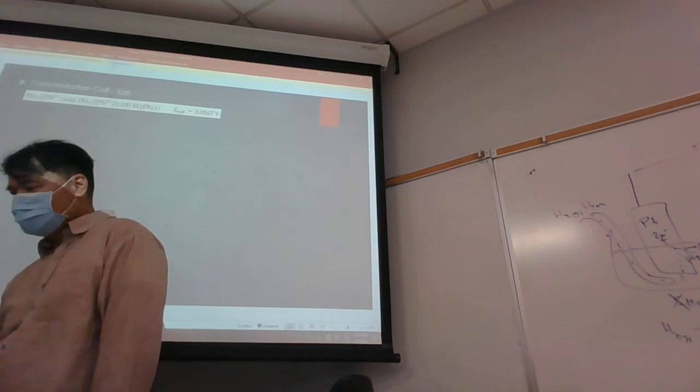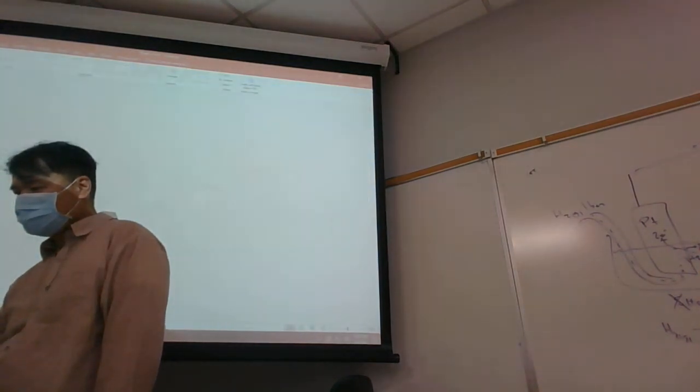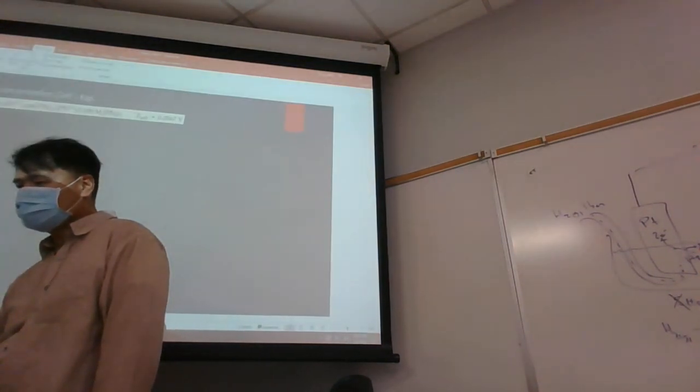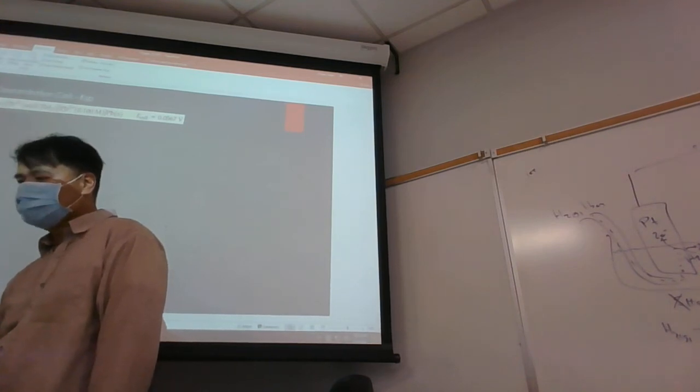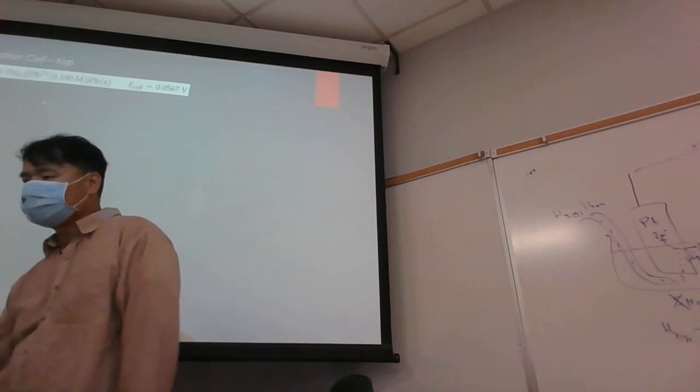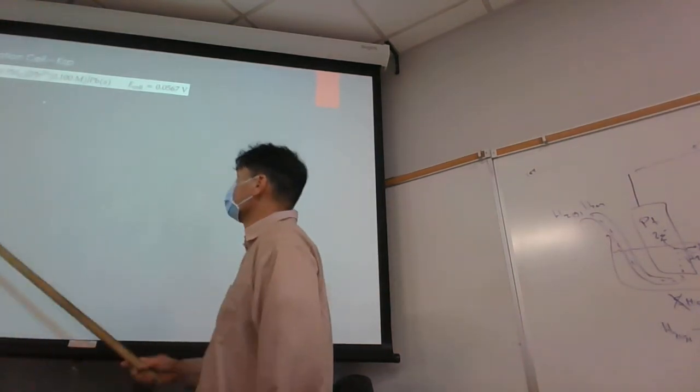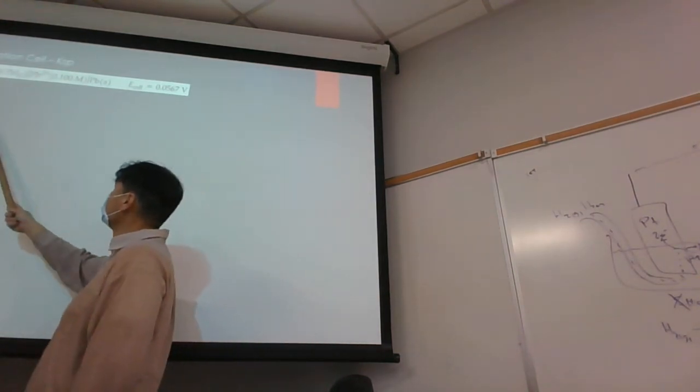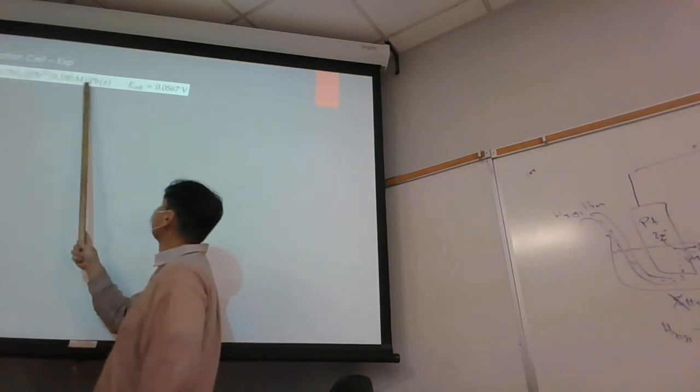Okay, there's another application that's called a concentration cell. A concentration cell is the same cell for the anode and the cathode. The only difference is strength in numbers, you know. And so if you look at this concentration cell, look at the anode. The anode is lead to lead 2 plus. The cathode is lead 2 plus to lead.